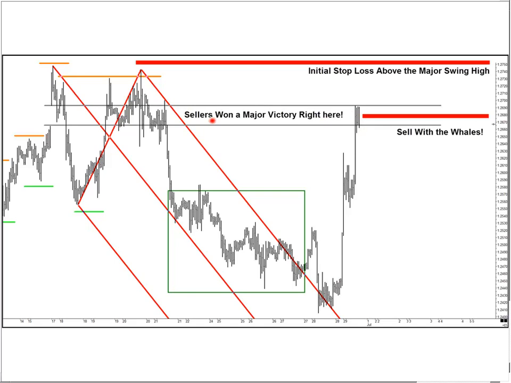Somebody asked earlier, I think it was Gina, can't we ride the whale? Sure. How about selling with the whales? What is it, Dancing with the Stars? Is that the name of it? I've never seen it, but I know it's real popular. I think that's right. All right.